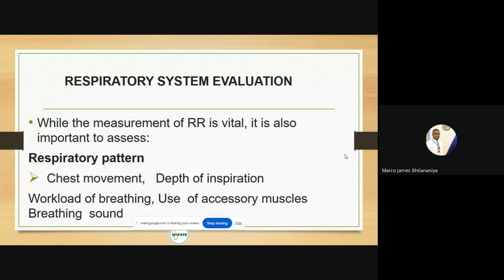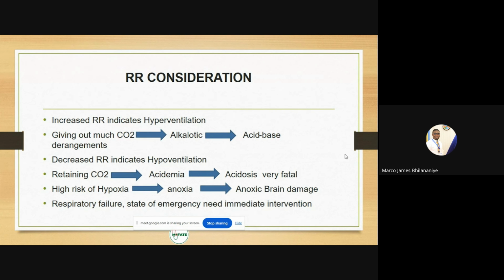These are the sternocleidomastoid muscle and the scalene muscles, all found in the neck. So when you find the patient is breathing using neck muscles, this is a very dangerous state and needs immediate intubation, because there is no other alternative.